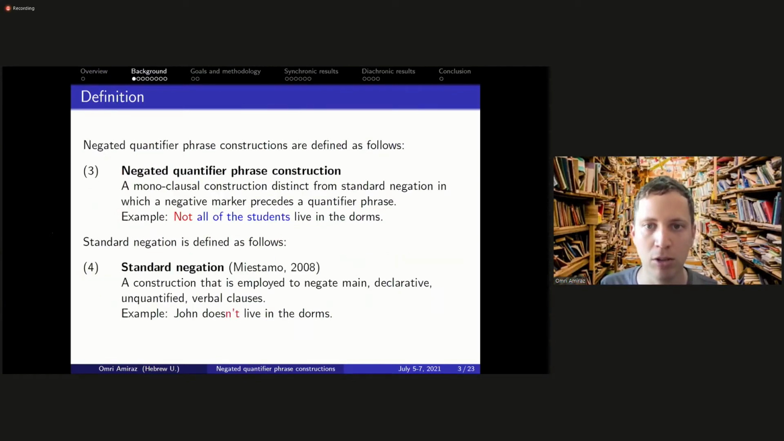Negated quantifier phrase constructions are defined as follows: a monoclausal construction distinct from standard negation, in which a negative marker precedes a quantifier phrase. So in the example we saw, "not" is positioned before the quantifier phrase. Standard negation is a construction that is employed to negate main declarative unquantified verbal clauses, such as "John doesn't live in the dorms." In this case, the subject is not a quantifier. And that's basically the basic negative construction in English for verbal clauses.